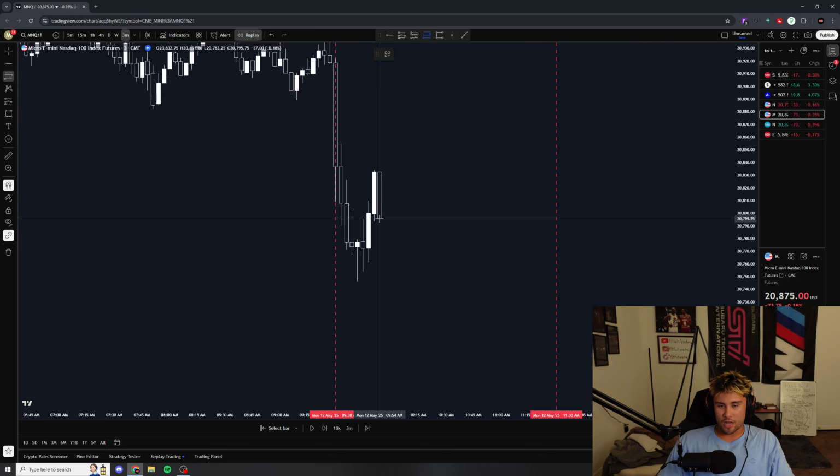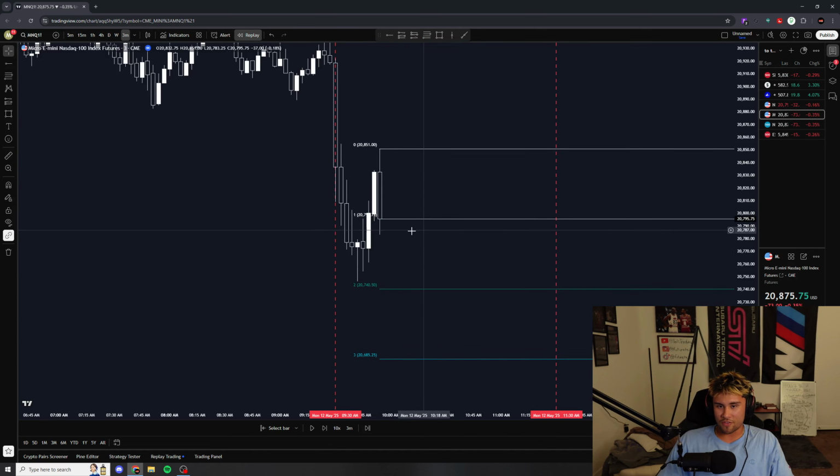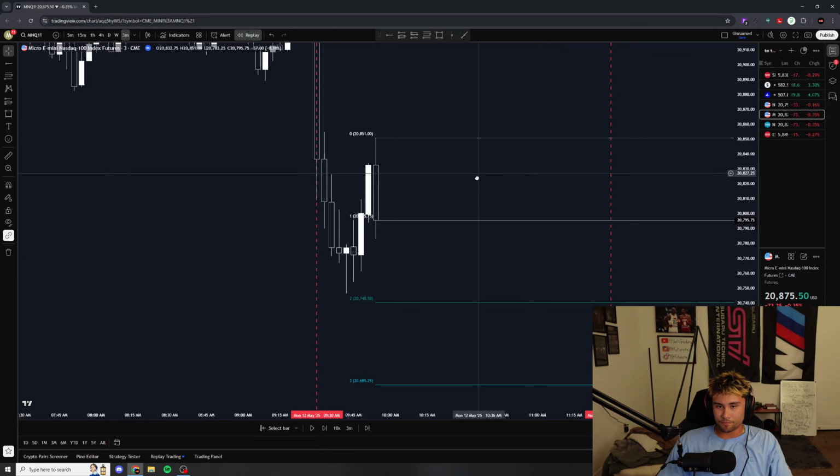I put my Fibonacci from my entry, which is right there, to my stop loss, which is going to be at that high that we just created upon that entry, which is going to be right here, right?